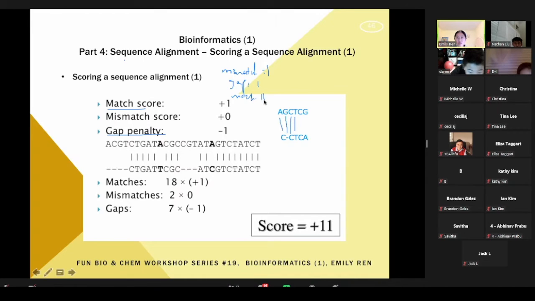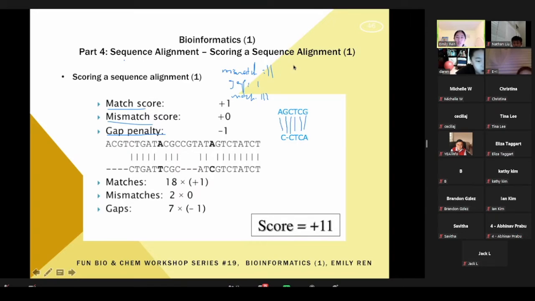So that's another one. Then C with C, that's another match. And finally, G with A. G with A is a mismatch, so we use the mismatch score of 0. So now we multiply all of these and add them together.